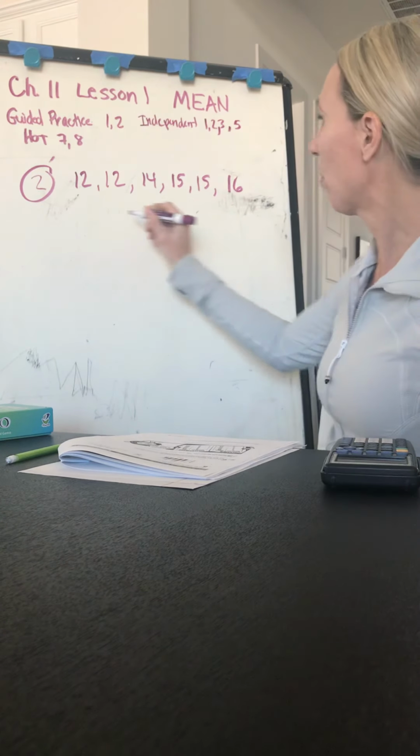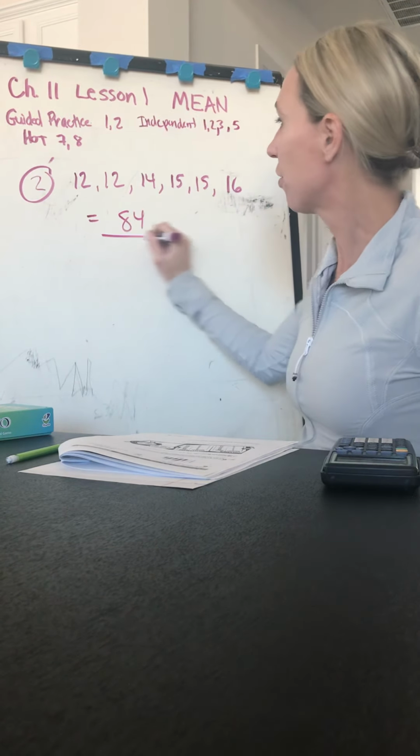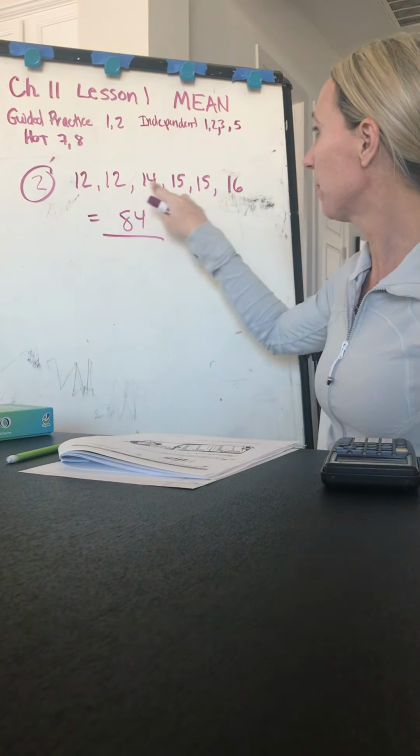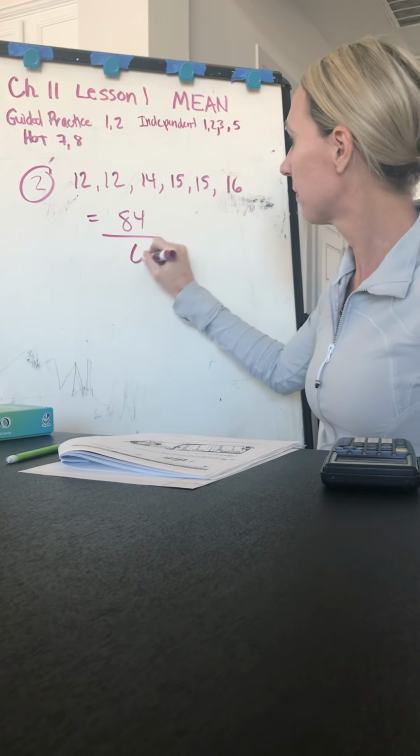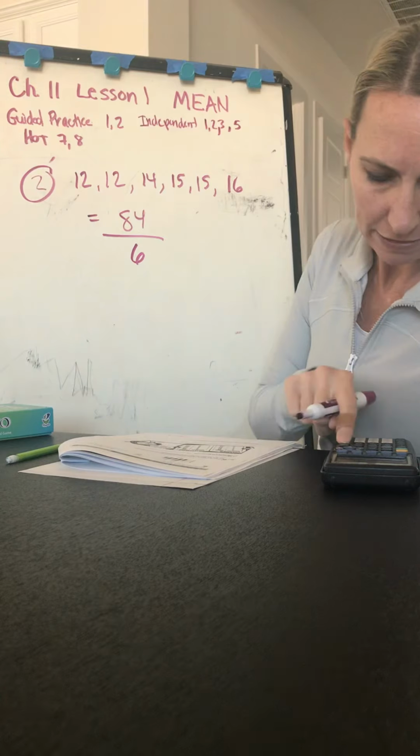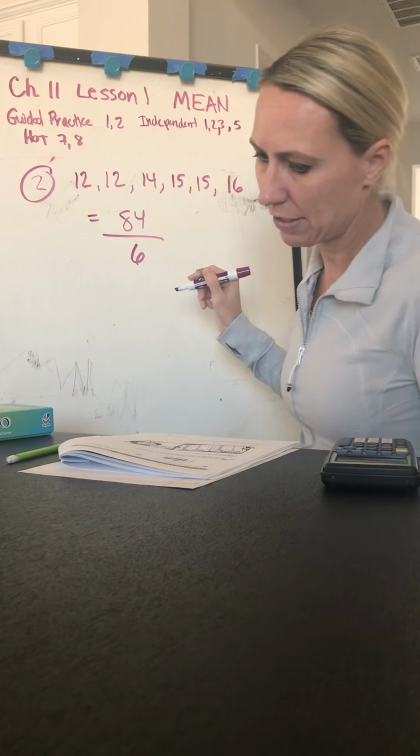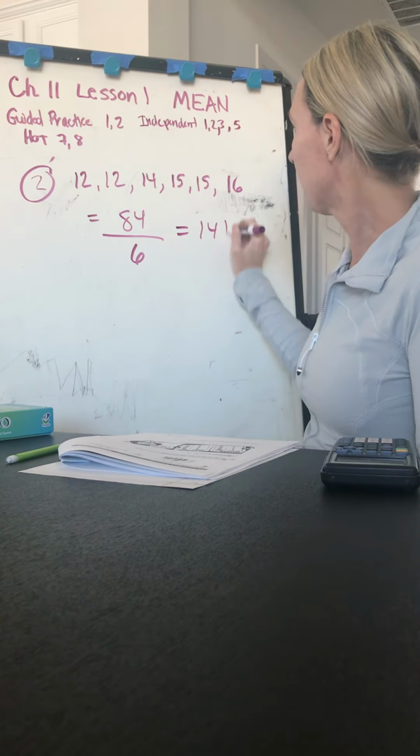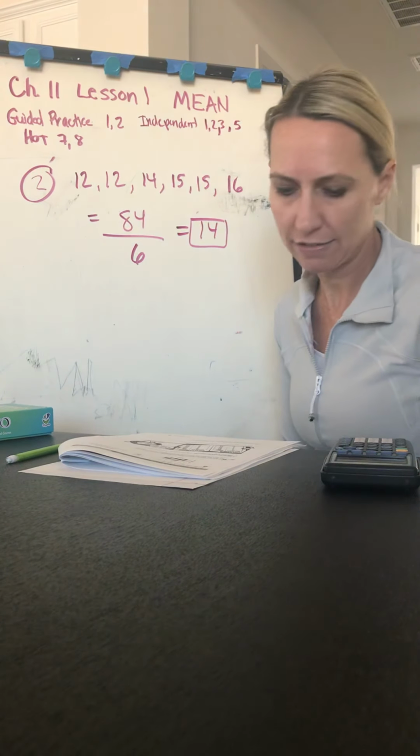And you get 84. Okay, and then you're going to divide by how many there are. 1, 2, 3, 4, 5, 6. Okay, and we're going to divide that by 6, and we get 14. Okay, so 14 is the mean of this data set.